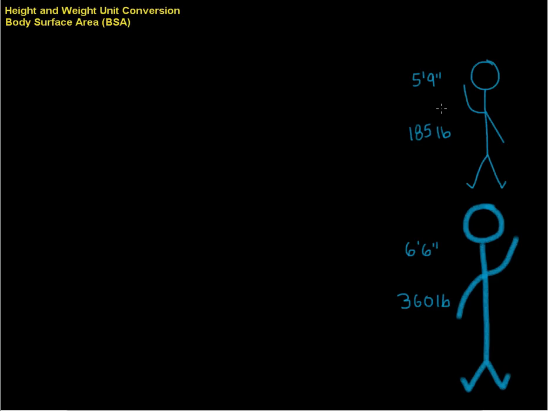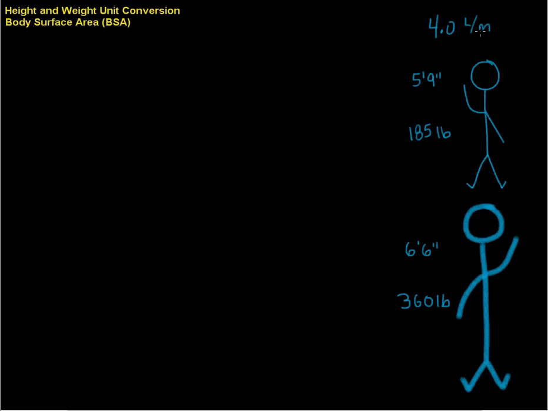One is a patient that is 5'9" and weighs 185 pounds, and the other is a patient that is 6'6" and weighs 360 pounds. And if we're going to talk about a measurement, let's say for instance of cardiac output, let's say we have a cardiac output of 4 liters per minute. 4 liters per minute may be an adequate cardiac output for the first patient, but it may not be adequate for the second patient that's much taller and much heavier.